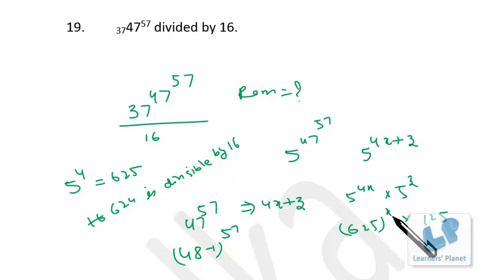So the remainder will be 1 raised to x. X doesn't matter whether it is even or odd because we have positive 1. So from here the remainder will be 1 only. Now we have to find out the remainder from 125 divided by 16.